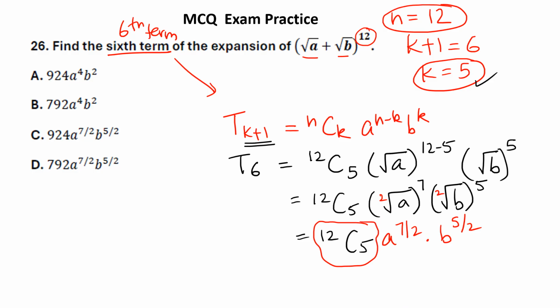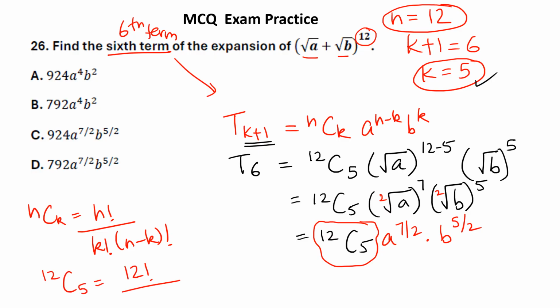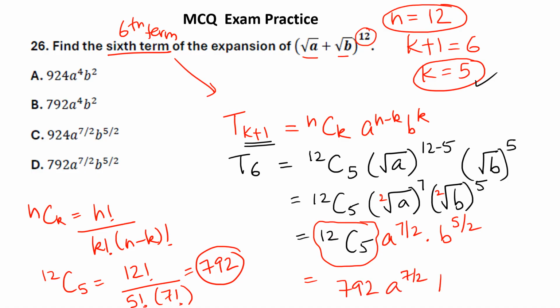So let's find. The formula for nCk, if you have forgotten, for combination is n factorial over k factorial and n minus k factorial. So we need to put the value 12 for n and 5 for k. Substitute, simplify, and this is what you get. So 12 minus 5, this is 7 factorial. Now you may use your calculator to get this value. So this will come to 792. Okay, now plug it in. So the final answer is 792, a to the power 7 by 2, b to the power 5 by 2. So this is going to be your final answer.